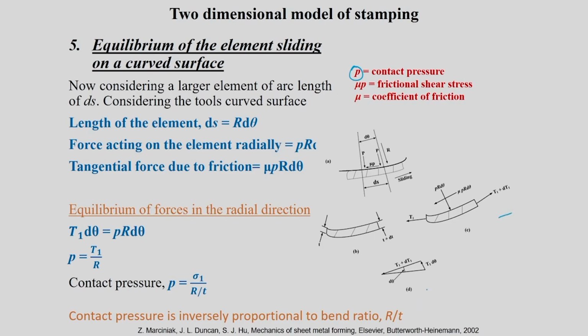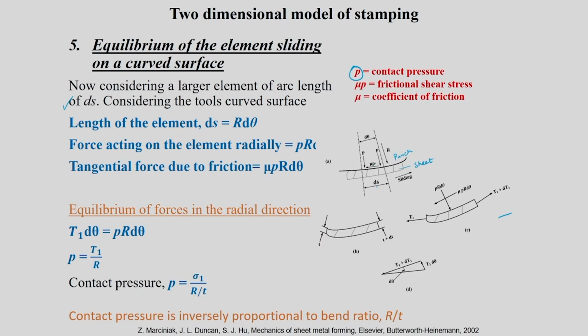Okay, and this is similar to your previous one. So let us say this is your punch, rigid punch, and this is your sheet, which is actually sliding on the punch surface and it is getting deformed. And this is an element of arc length, let us say ds, it is given here. The length of the element, ds, is nothing but d theta into r, where r is the radius of curvature of this particular punch. So r into d theta will give you ds.